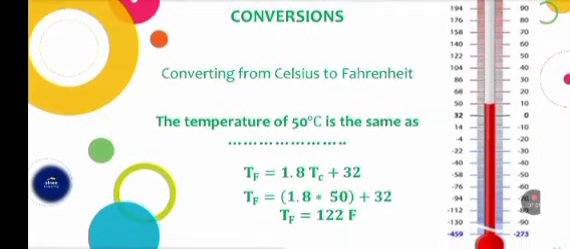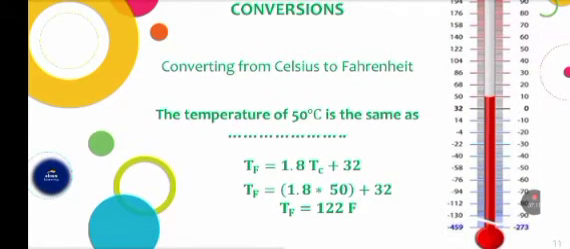Now let's look at temperature conversion from Celsius into Fahrenheit. If I want to convert 50 degrees Celsius into Fahrenheit, the formula to use is temperature in Fahrenheit equals 1.8 multiplied by the temperature given in Celsius plus 32. And in this question, the final answer is 122 degrees Fahrenheit.